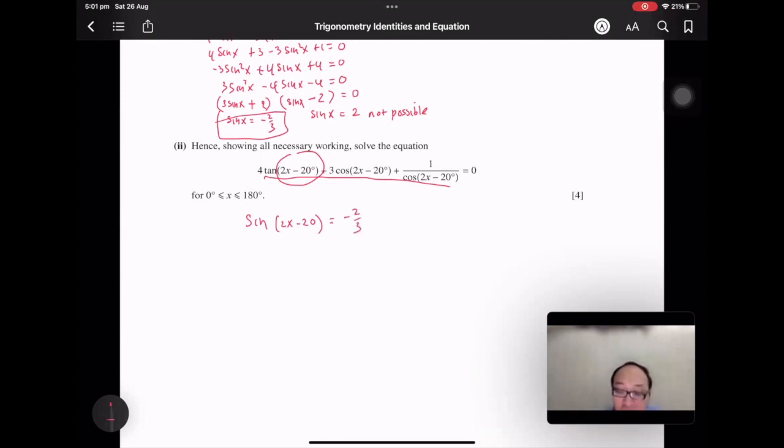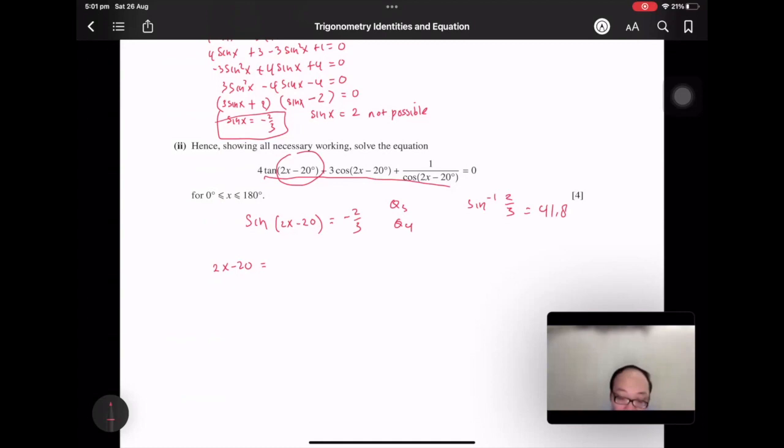So that means we have to find the values of x in the quadrant 3 and quadrant 4, because the sign is negative on the quadrant 3 and quadrant 4. So that means the 2x minus 20 is sine inverse of negative 2 over 3. So if I find the sine inverse of 2 over 3, I have 41.8.